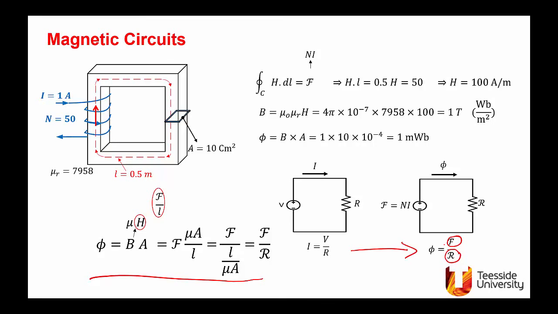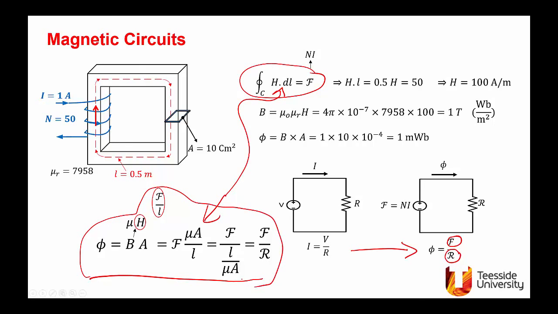But where did I get this from? I actually got this from Ampere's Circuit Law. So this Ampere's Circuit Law formulation and the magnetic circuit concept are the same thing. It's a mathematical manipulation.